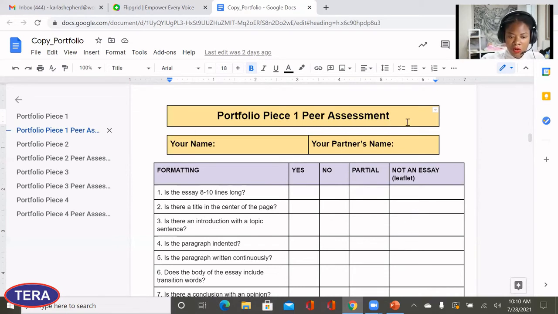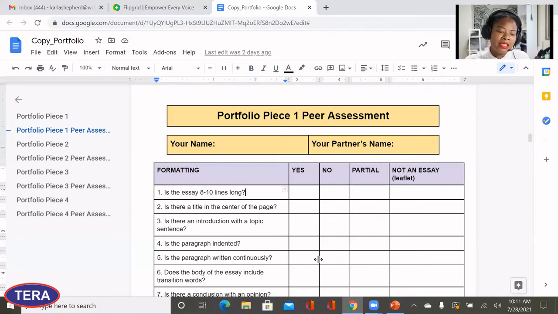Okay, so peer assessment: your name, your partner's name. It's very basic stuff. It's a yes, no, or partial. 1, is the essay 8 to 10 lines long? 2, is there a title in the center of the page? 3, is there an introduction with the topic sentence? 4, is the paragraph indented? 5, is the paragraph written continuously? And so on and so forth. So after the students assess their peer, they go back and do the final draft. And they do this 4 separate times with 4 different writing topics.